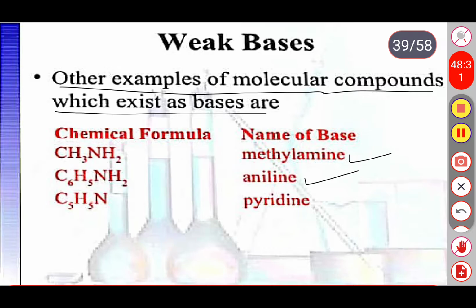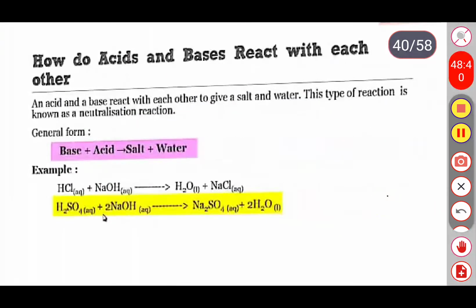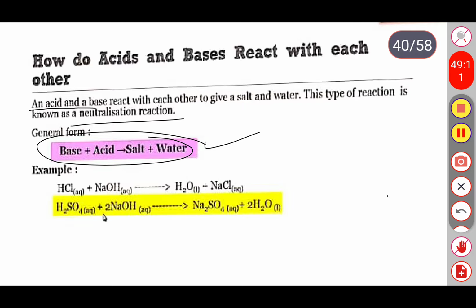Next one, how the bases react with the acids. We already know when an acid reacts with a base or a base reacts with an acid, it forms a salt and water. So this is the general form of the reaction. When a base reacts with an acid, it produces a salt and water, and this type of reaction we call a neutralization reaction. A reaction in which an acid and a base react with each other to give a salt and water is known as a neutralization reaction. This is the general form of the reaction.